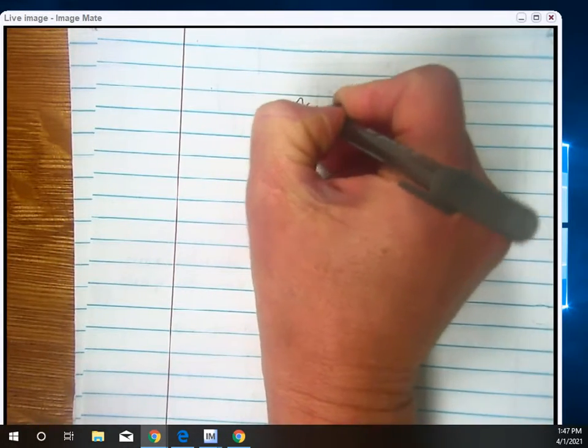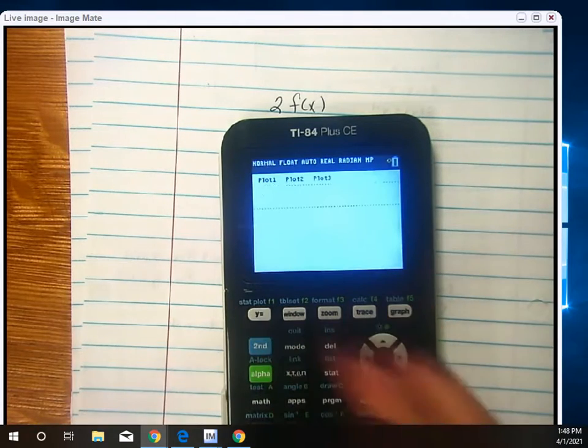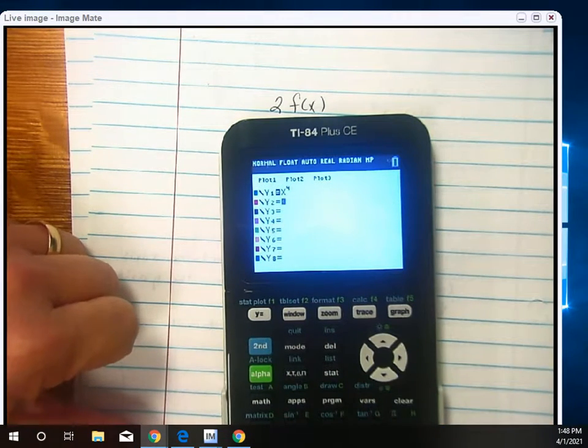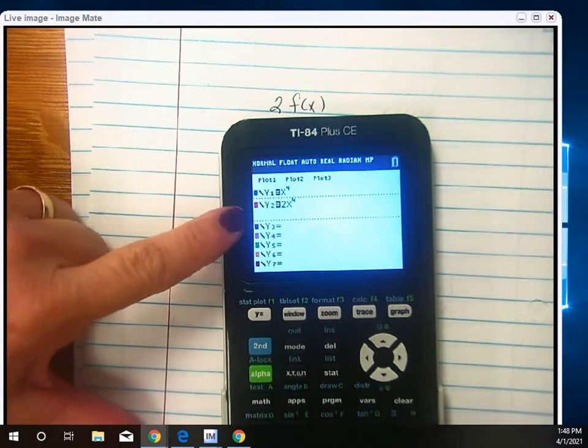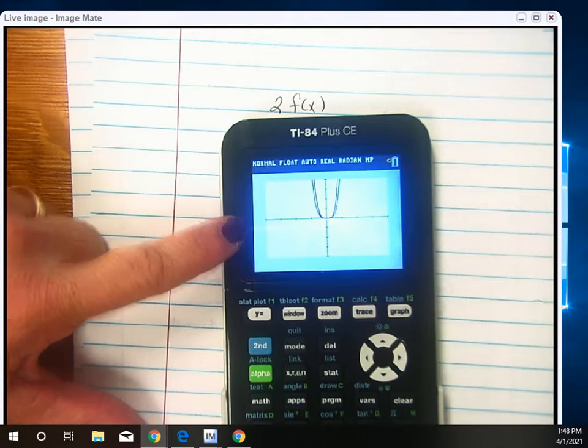What does a number in front of your function do to your function? Moves it left or right? Nope. It makes it wider, stretches, or skinnier. Now, if it's greater than 1, does it get skinnier or wider? It stretches. So if I have my x to the 4th here and I put a 2x to the 4th, the red one is going to be the one that has stretched. So it has become skinnier.